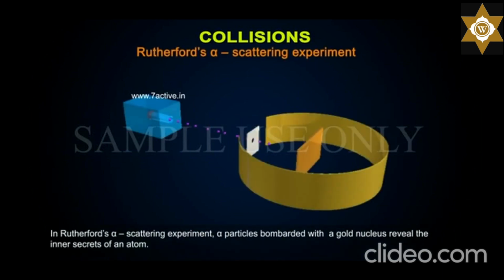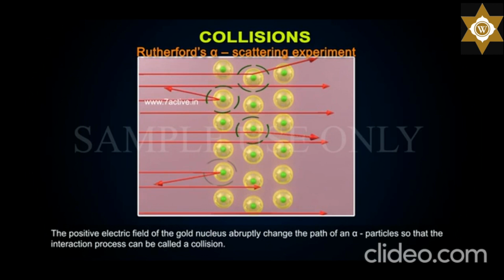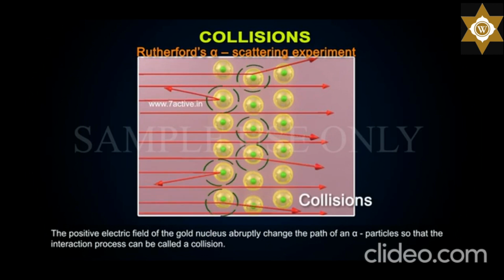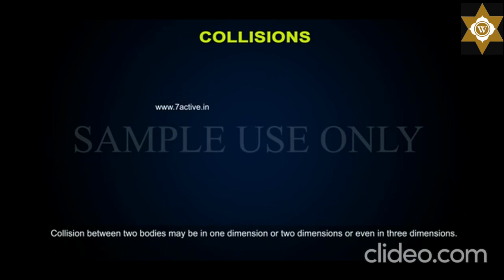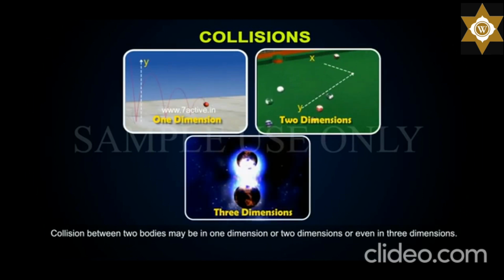In Rutherford's alpha scattering experiment, alpha particles bombarded onto a gold nucleus revealed the inner secrets of an atom. The positive electric field of the gold nucleus abruptly changed the path of the alpha particles, so that the interaction process can be called a collision. Collision between two bodies may be in one dimension, two dimensions, or even three dimensions.